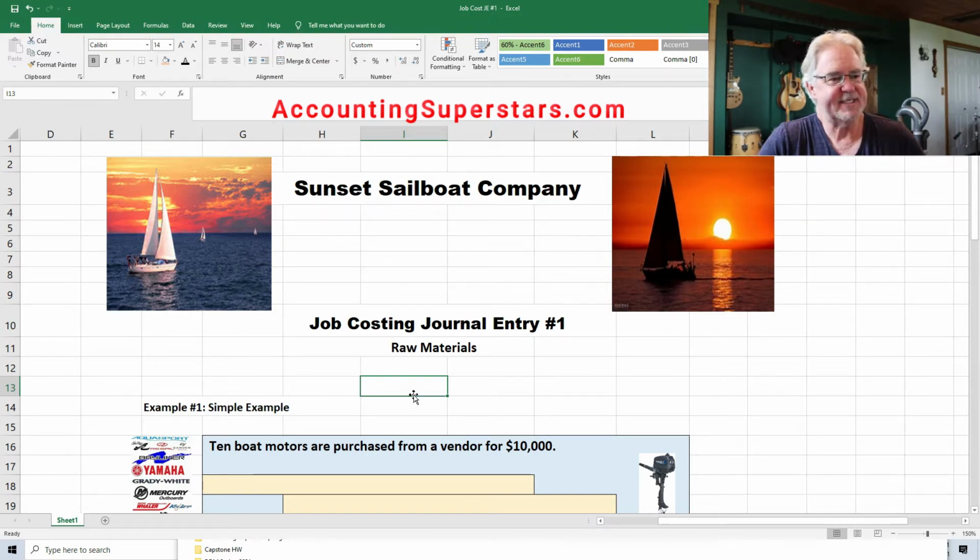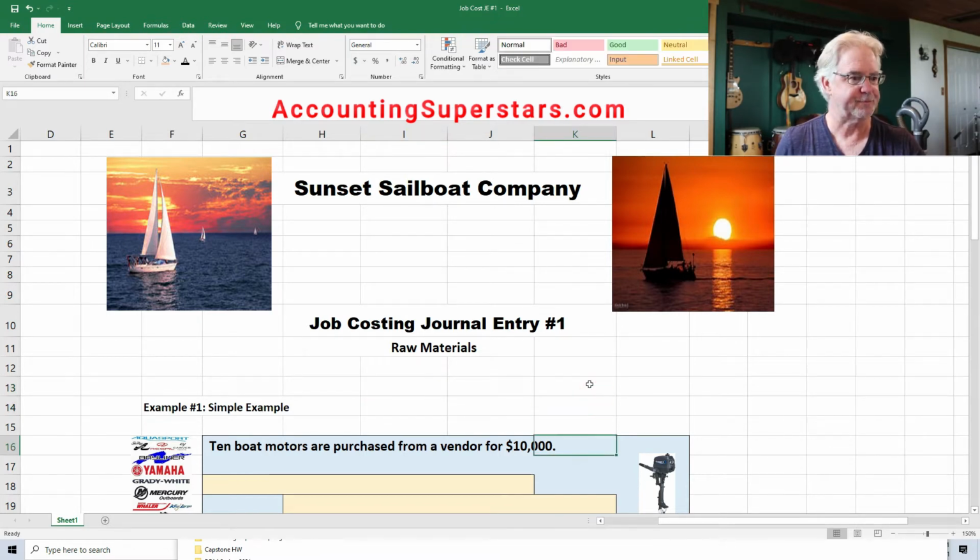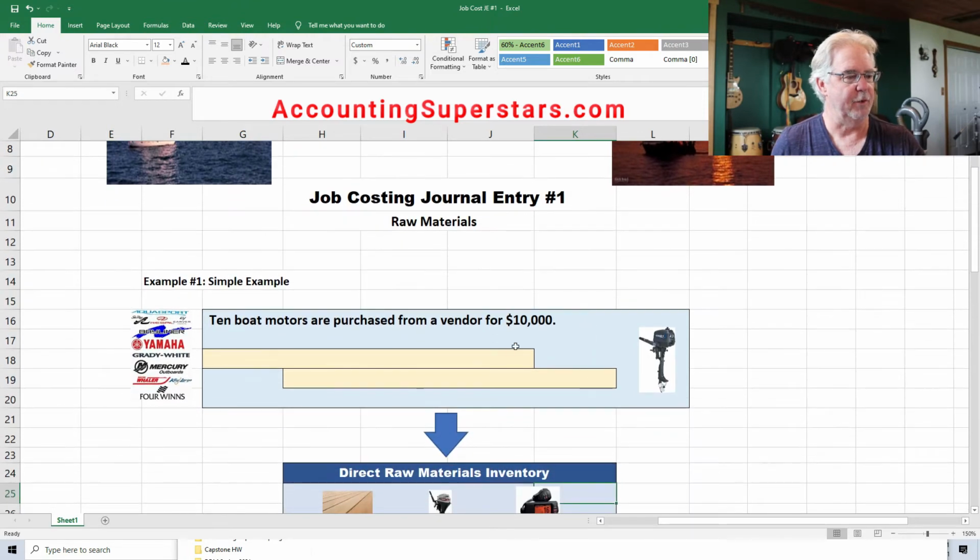We've got the Sunset Sailboat Company, and they build custom sailboats. They're beautiful. They're between 25 and 35 foot long. And today they're buying some raw materials. So here's what's going on. I'll scroll down just a little bit. Well, what they're doing is they are going to buy 10 boat motors. So 10 boat motors are purchased from a vendor for $10,000.